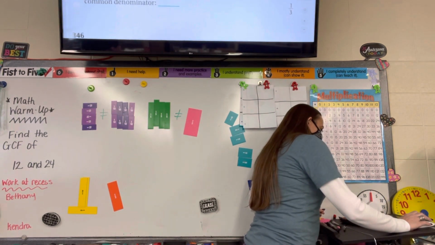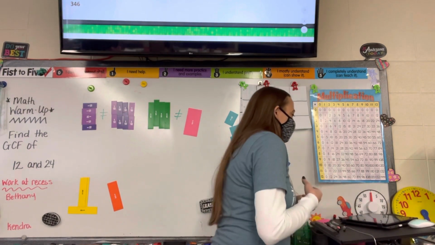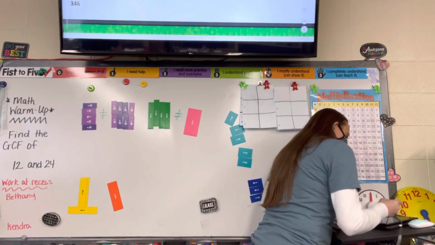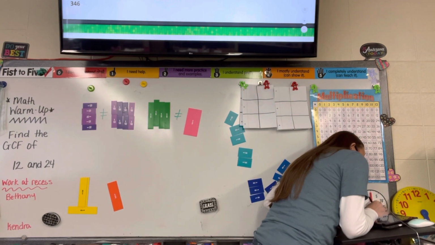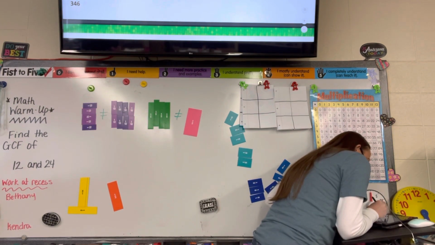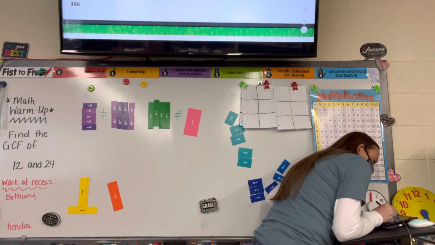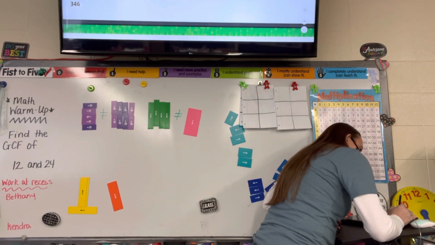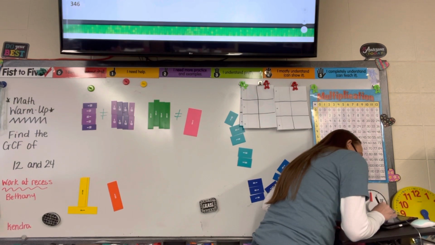On the next one it says find a common denominator for 1/3 and 1/12 by dividing each whole into the same number of equal parts. Here's what we're going to do. We're going to take 1/3. You will see that both of these have a line here and a line here, right? So what's missing on our first model is these 3 vertical lines. So that's what we need to draw on our first model.